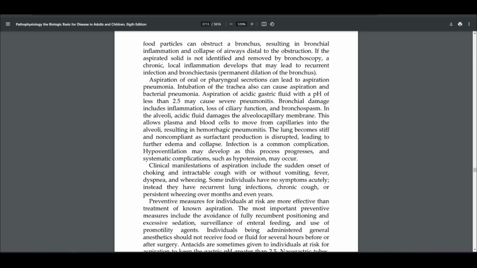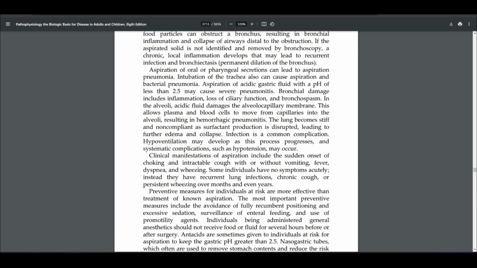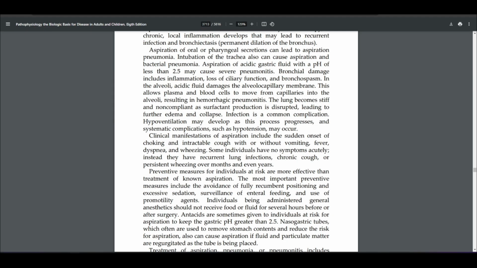Aspiration of oral and pharyngeal secretions can lead to aspiration pneumonia. Intubation of the trachea also can cause aspiration of bacterial pneumonia. Aspiration of acidic gastric fluid with a pH of less than 2.5 may cause severe pneumonitis. Bronchial damage includes inflammation, loss of ciliary function, and bronchospasm.